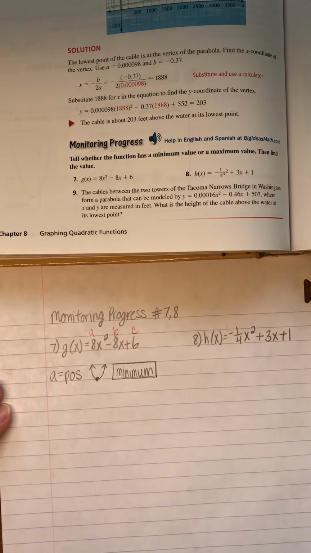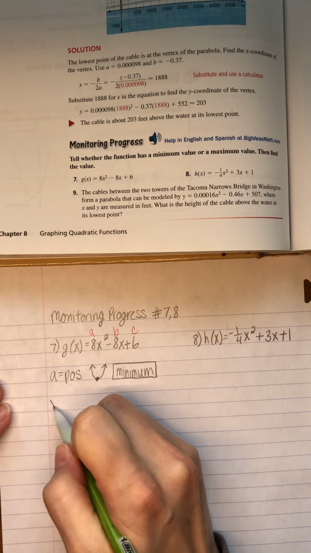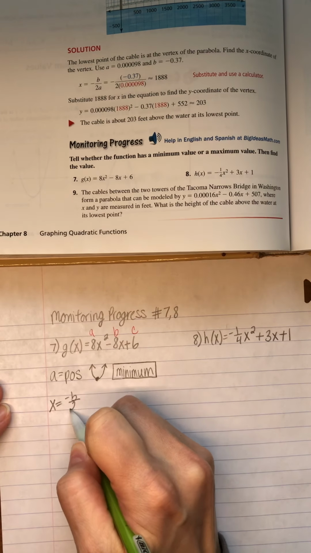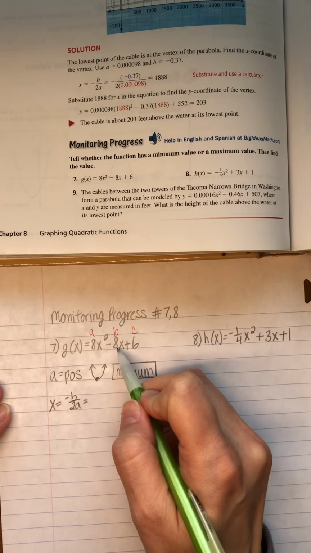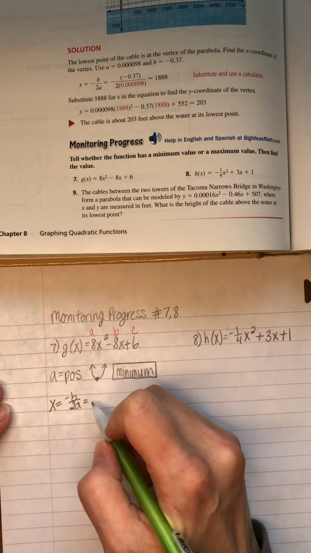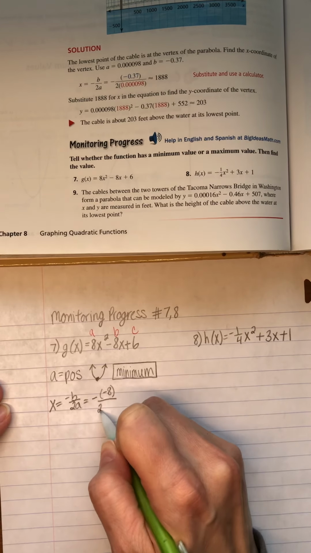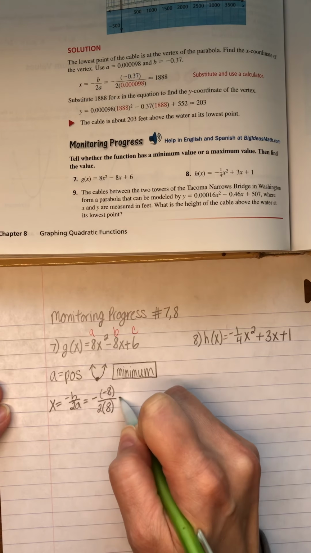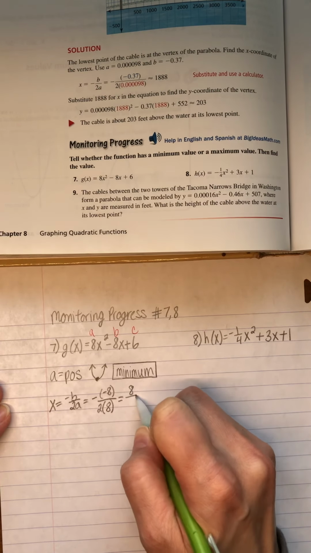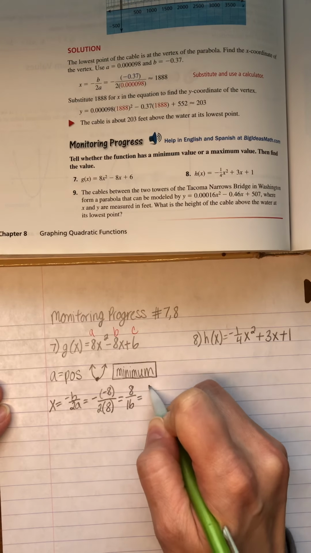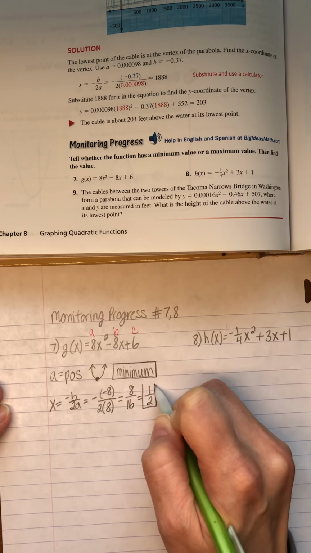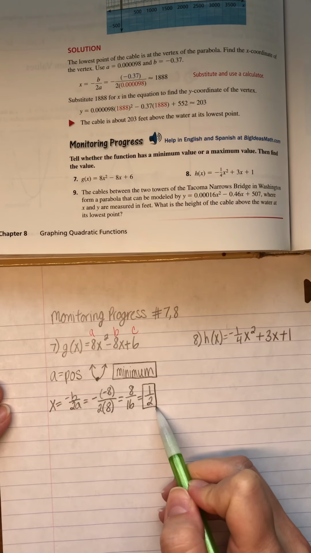Now we're going to find that minimum value, and that's going to represent the y of the vertex. First, let's find the x of the vertex by doing x equals opposite of b over 2a. Let's take our numbers, let's plug them in. So we're going to have the opposite of negative 8 over 2 times 8. This becomes positive 8 over 16, which equals 1/2. That's the x coordinate of the vertex.